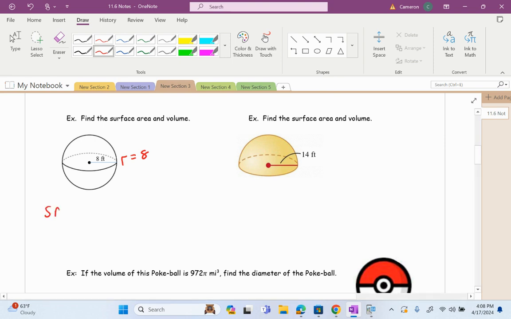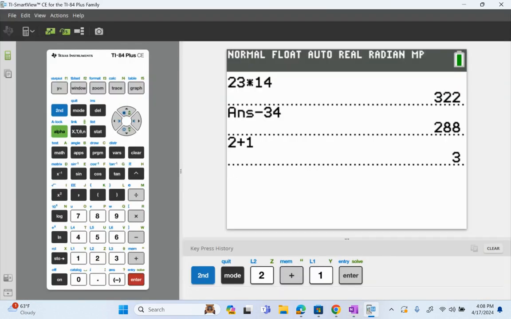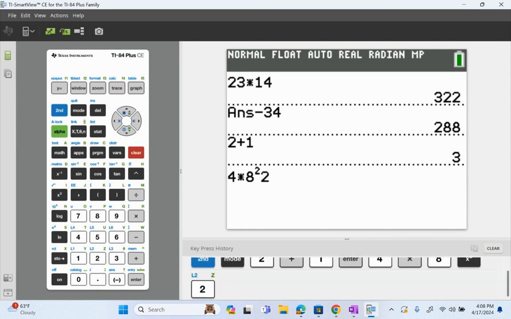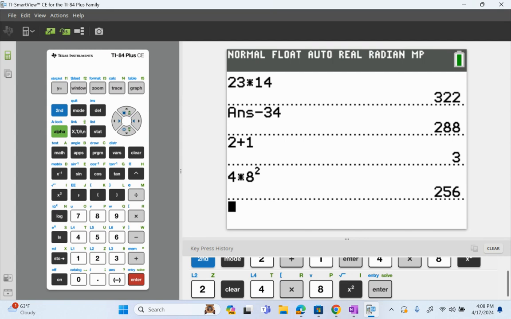So the surface area of the sphere, if I use my formula, is 4 pi r squared. And this is on your formula sheet that I gave you at the beginning of the unit. So this would be 4 pi times 8 squared. And I'm just going to go to my calculator and type in 4 times 8 squared, and then just stick a pi next to it, like we've been doing the whole chapter. 4 times 8, hit the x squared button, we get 256 pi.